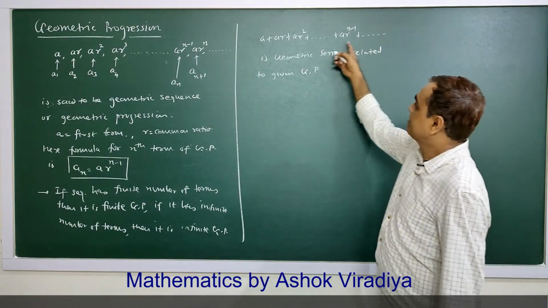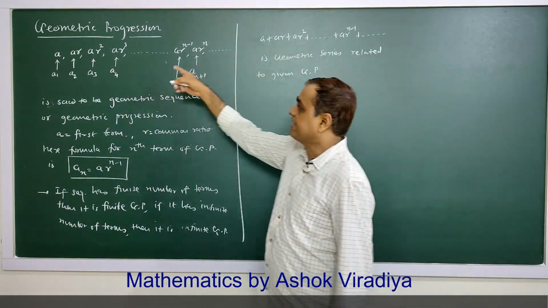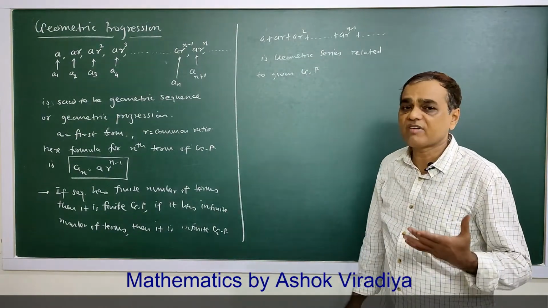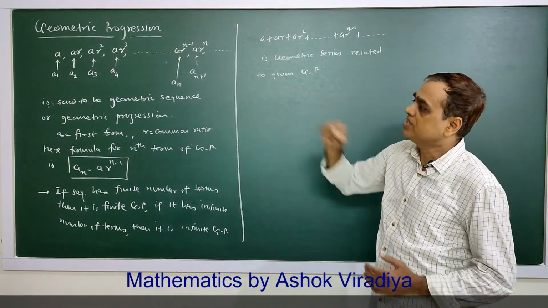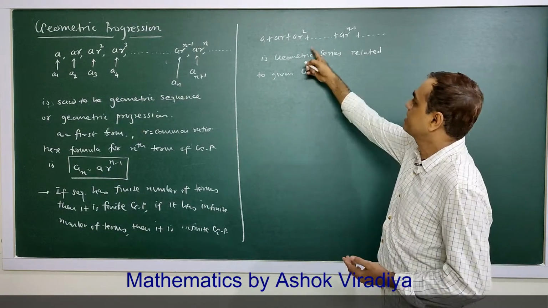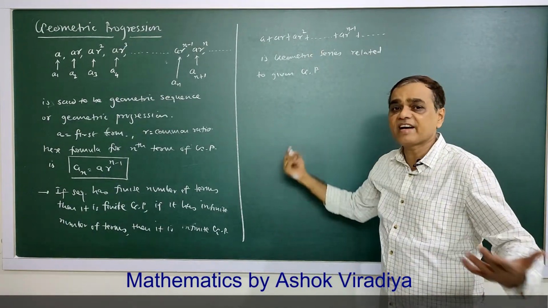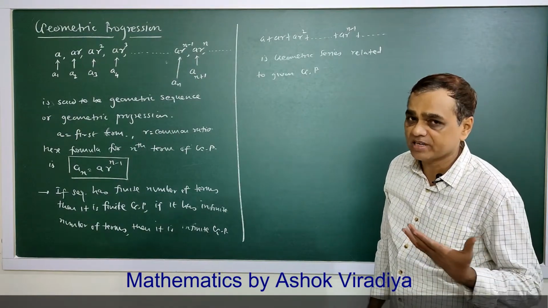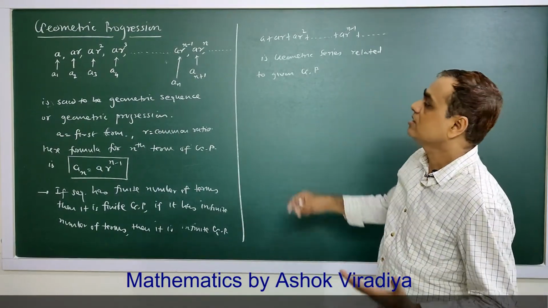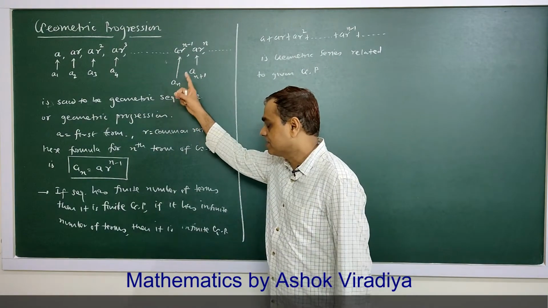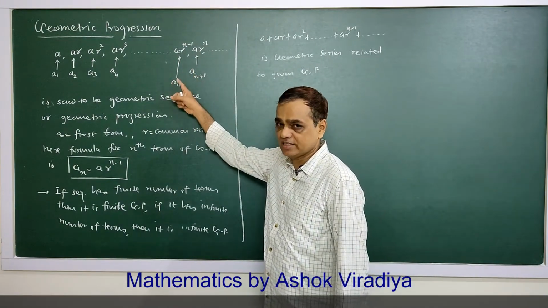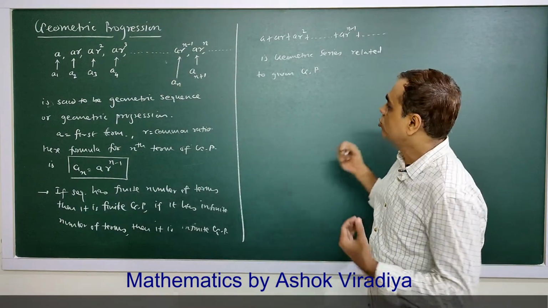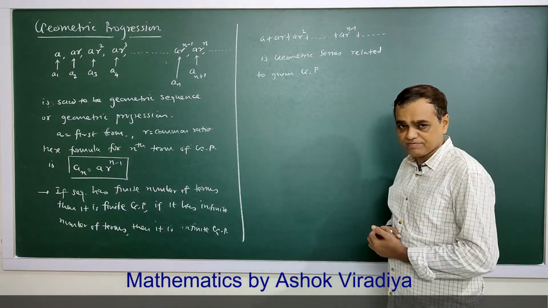Here also, if GP is finite, then geometric series is finite. If GP is infinite, then geometric series is infinite. So finite geometric series, infinite geometric series depends on type of this sequence or series. If it has finite terms, then geometric series is finite series.